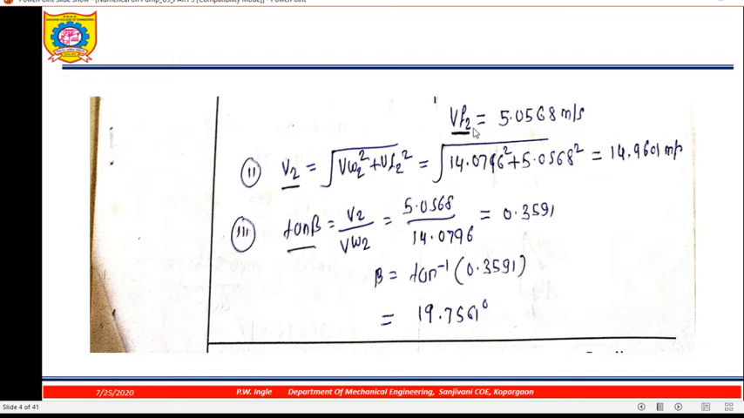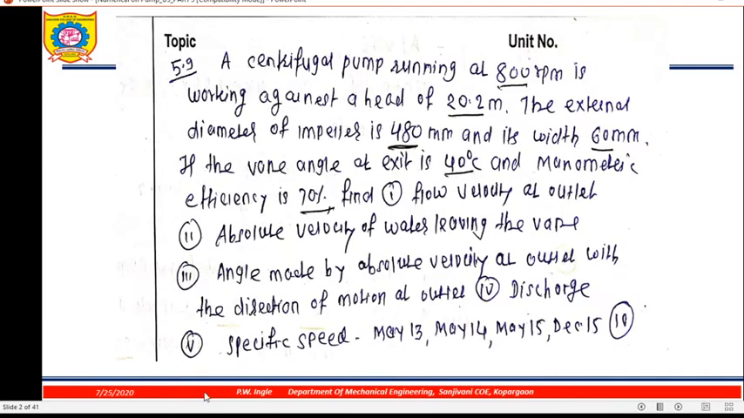So first we have to calculate Vf2. So this is the answer. Now second, V2. It is Vw2 square plus Vf2 square, so you put the values of Vw2 and Vf2. You will get the answer as 14.9601 meter per second. Now the third parameter: the angle made by absolute velocity at outlet with the direction of motion at outlet.